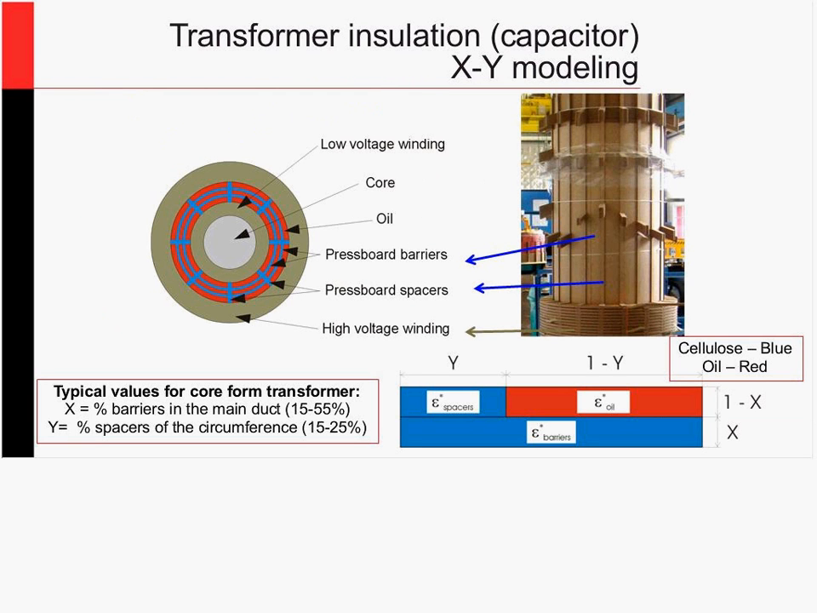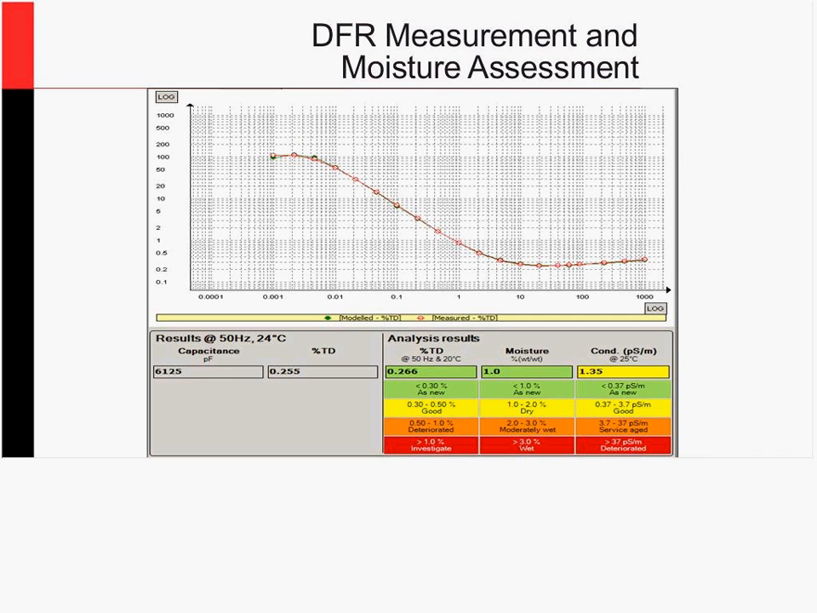So this is all based on this XY modeling. I won't go into so much detail, but it's important that you understand the insulation system in order to have a proper insulation model to do this curve fitting. This XY model has been accepted by the industry. Essentially, you're trying to determine, for example, between your high voltage winding and the low voltage winding here on this cross-section picture, the materials present. So you've got oil, you've got some pressboard barriers, and you've got some spacers. How much of the volume between the two windings is each taking up? This is the modeling that the curve fitting is based on.